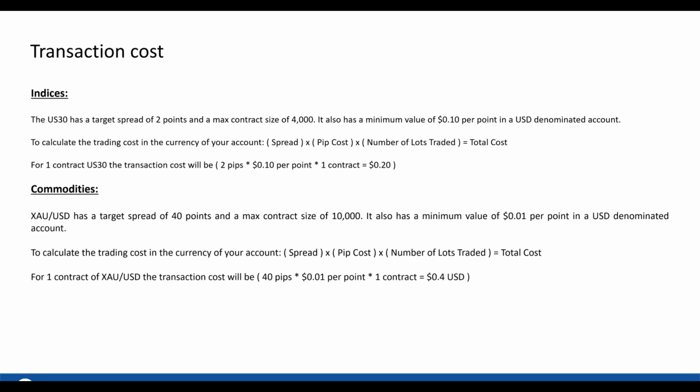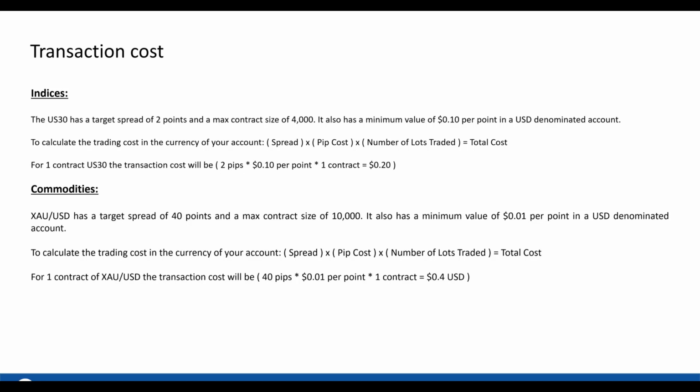Transaction costs. Indices. The US 30 has a target spread of 2 points and a max contract size of 4,000. It also has a minimum value of 10 US cents per pip in a US denominated account. To calculate the trading cost in the currency of your account, it's the spread times the pip cost times the number of lots traded, and that equals your total cost. So for one contract for the US 30, the transaction cost will be 2 pips times 10 US cents times one contract equals 20 US cents.